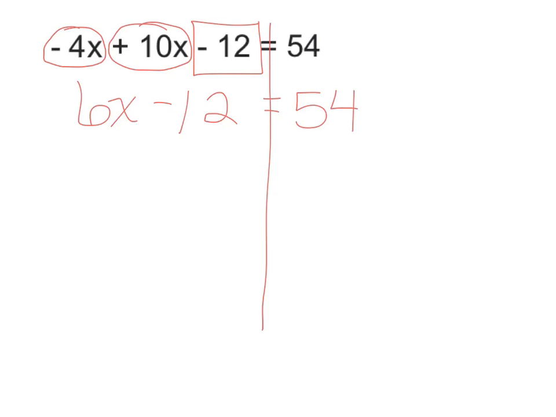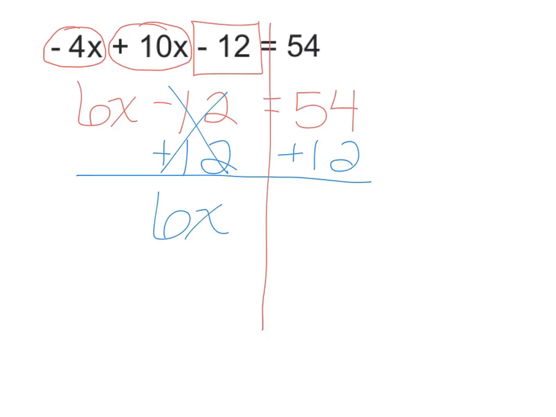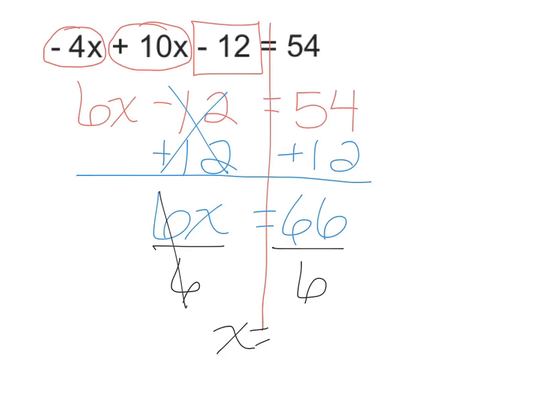Now I have a two-step equation, and we're going to solve it from here. So here I would do plus 12 first on both sides, and these 12s cancel out, so I have 6x left over, and 54 plus 12 is 66. And the last step, I'm going to divide by 6, so those 6s cancel, and I have x equals 66 divided by 6, which is 11.